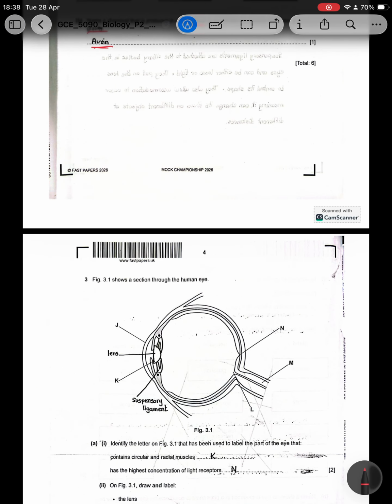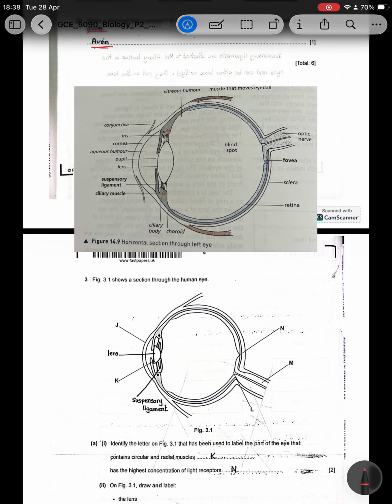Question number 3 is figure 3.1 shows a section through the human eye, and I'm going to include a diagram on top. So 3a1, identify the letter on figure 3.1 that has been used to label the part of the eye that contains circular and radial muscles. And as we can see in the diagram, this will be the letter K because it's iris, and iris also contains circular and radial muscles.